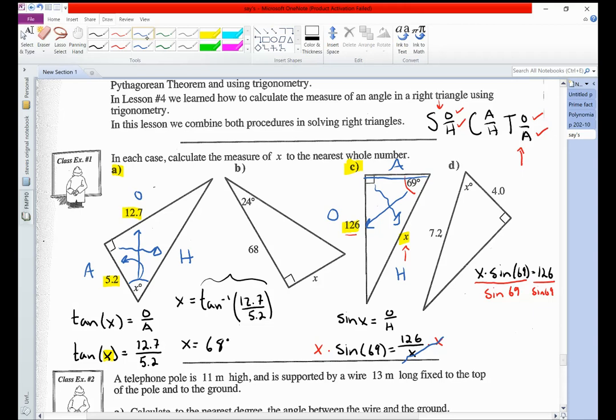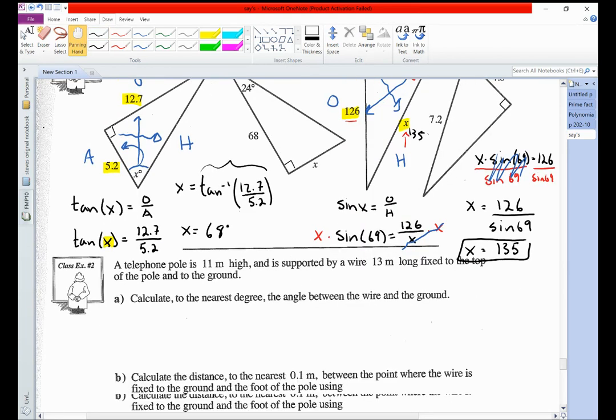That will cancel out my sine of 69 on this side, and I'm left with x is equal to 126 divided by sine of 69. And I can type that into my calculator, and I get 135. That means my x is going to be 135. Ask yourself quickly, does that make sense? And it does, right? Our hypotenuse should be longer than both other sides. So 135 is bigger than 126. We're totally good to go.